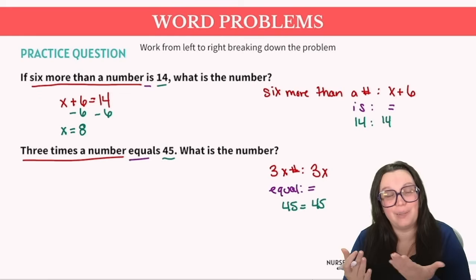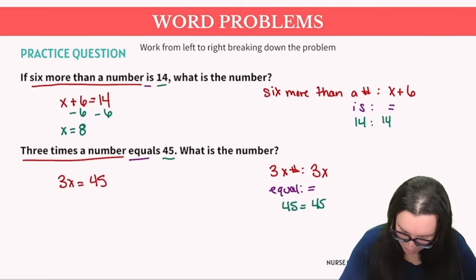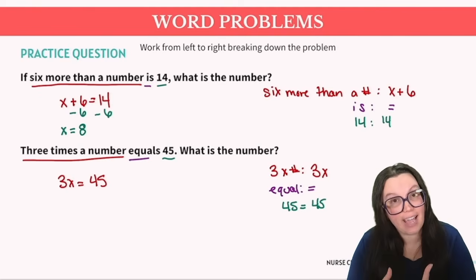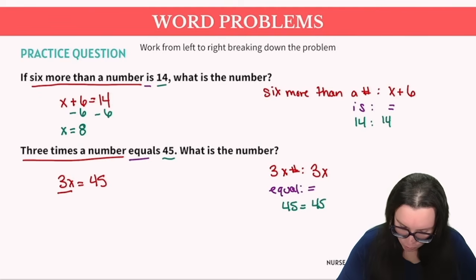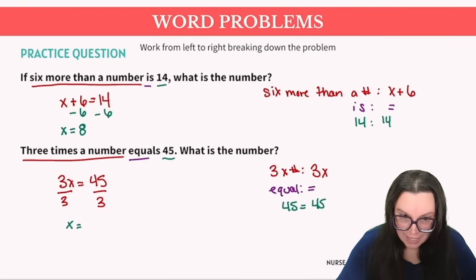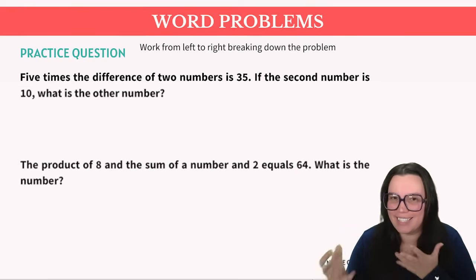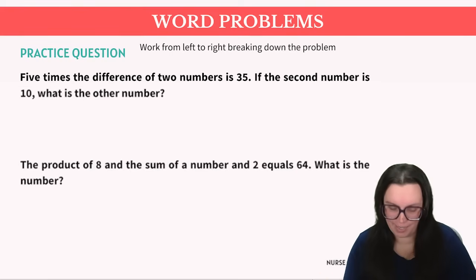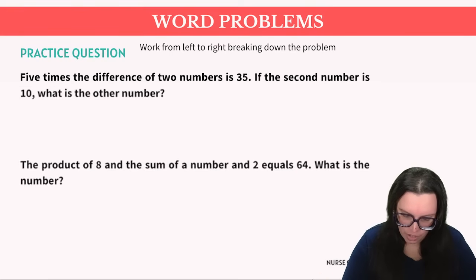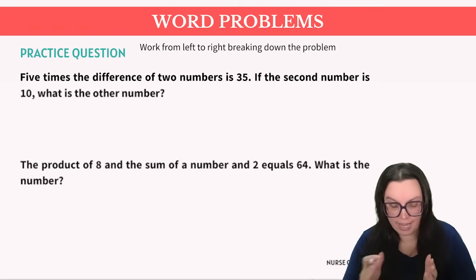So now we just need to put our equation together. So we have 3x is equal to 45. We need to isolate our x in order to find the number. So we're going to divide both sides by 3, and that is going to give us x is equal to 15. All right, now that we get the hang of this, let's see if we can figure out these more complicated problems. So we're going to start off with, again, solving our equation from left to right, breaking it down.